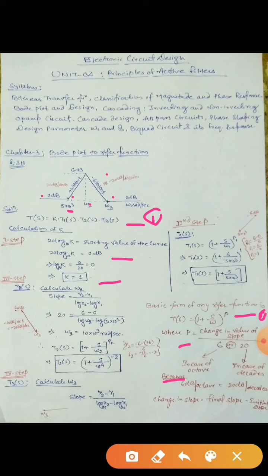So the formula for the calculation of this P is complete change in the value of slope divided by 6 or 20. So if we are interested to calculate the value of T1(s), we go to step number 2. For the calculation of T1(s), the value of T1(s) will be 1 plus s by omega 1 to the power P1. So omega 1 is what? 5 into 10 to the power 3.